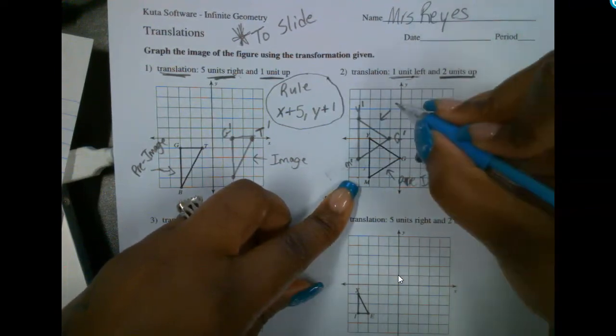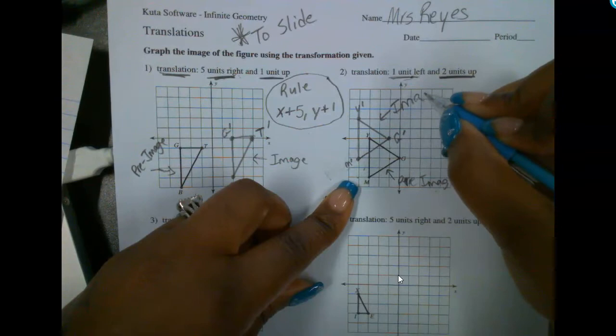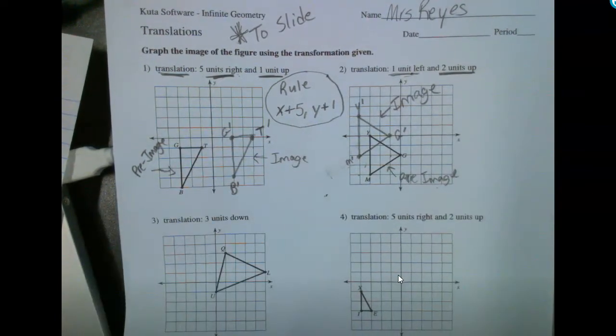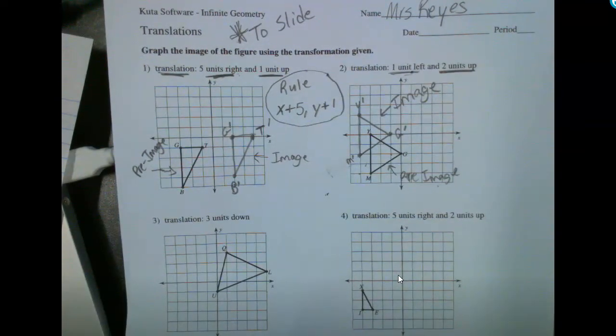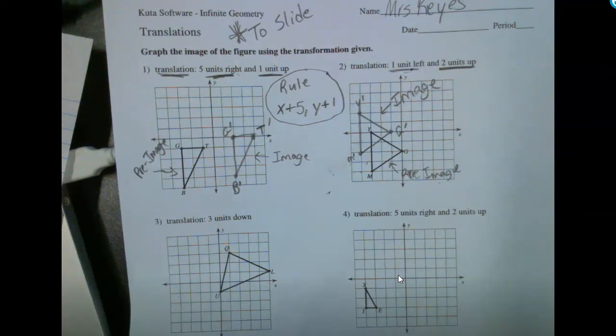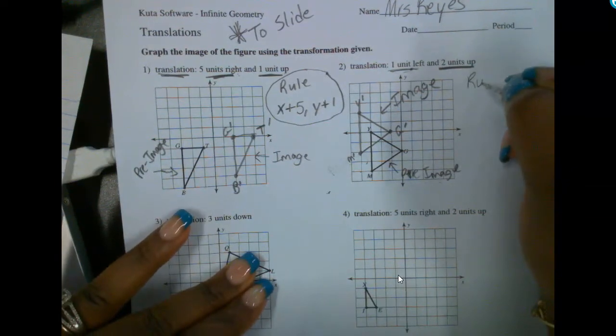This is my image. This is after the move. So I went over to the left 1 and up 2. Pause the video to see if you can get the right answer for the rule, writing the rule like we did in number 1.